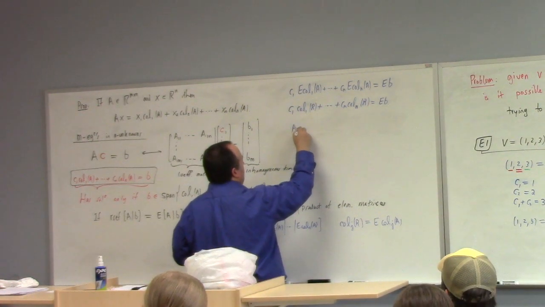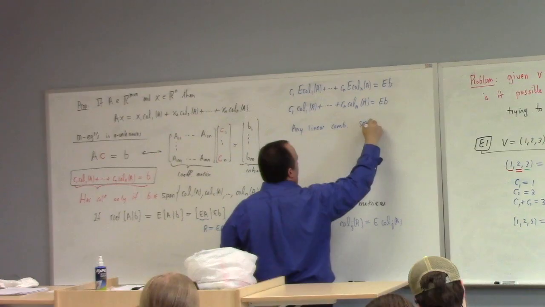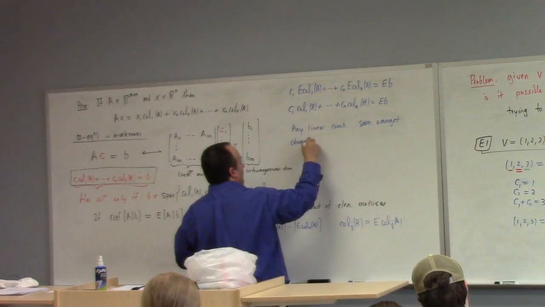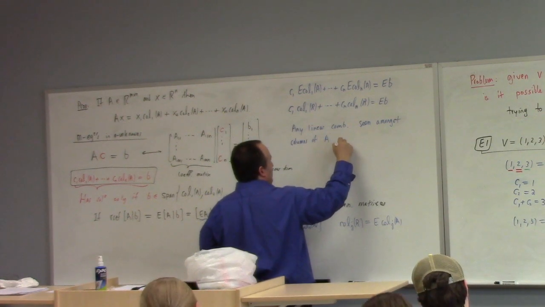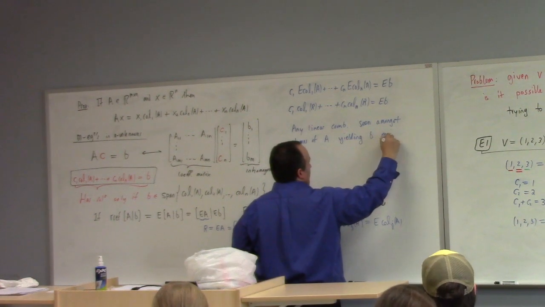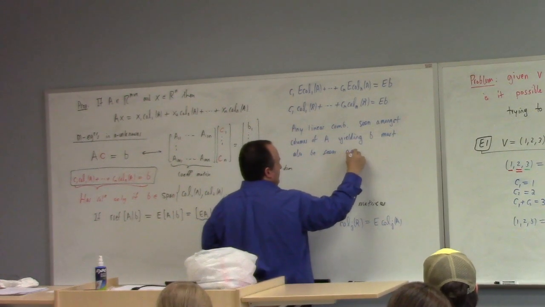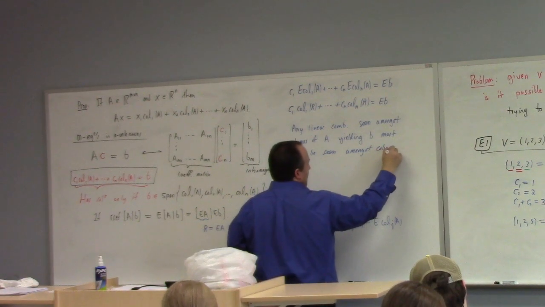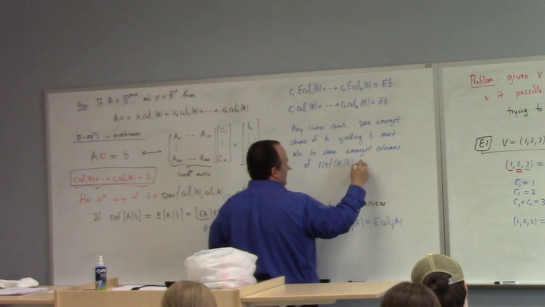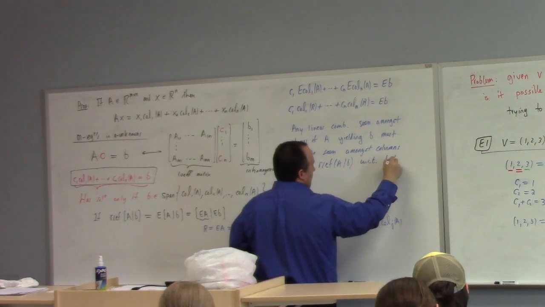So any linear combination seen amongst the columns of A yielding B must also be seen amongst the columns of R, the reduced form of A, B, with respect to the last column there.